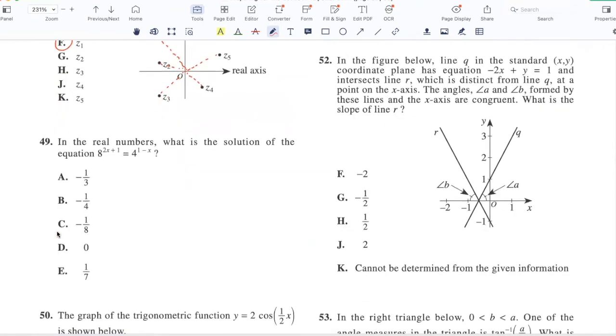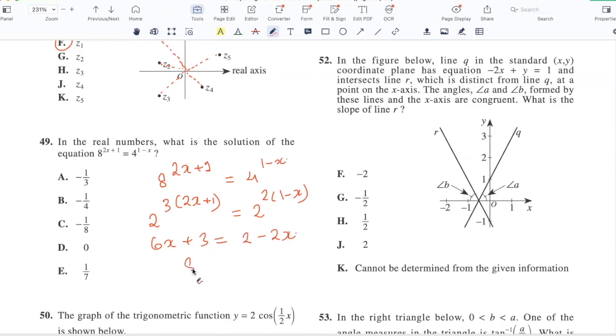In the real numbers, what is the solution of the equation? 8 to the power 2x plus 1 is 4 to the power 1 minus x. Okay, so 8 is 2 cubed. So 2 to the power 3 times 2x plus 1 is 2 to the power 2 times 1 minus x. So since the bases are the same, I can equate the exponents. So 3 into 2, 6x plus 3 is 2 minus 2x. So 8x is minus 1. So x is minus 1 by 8. So C.